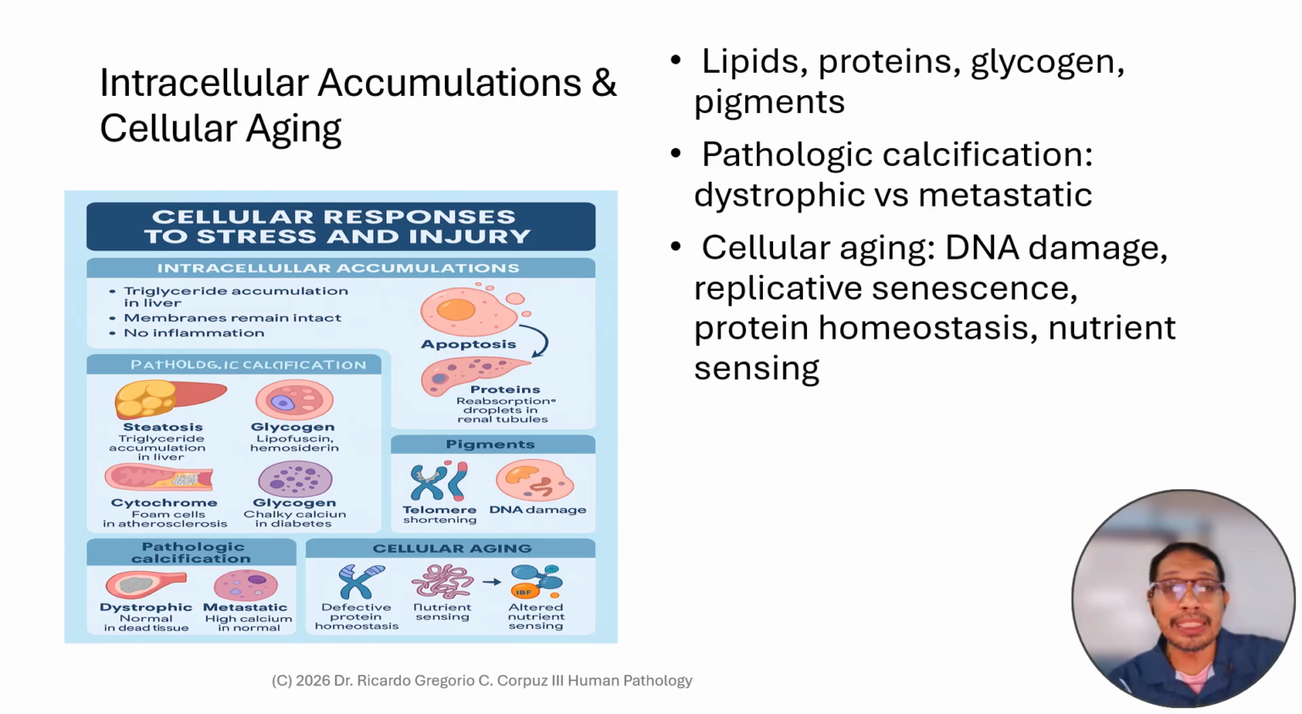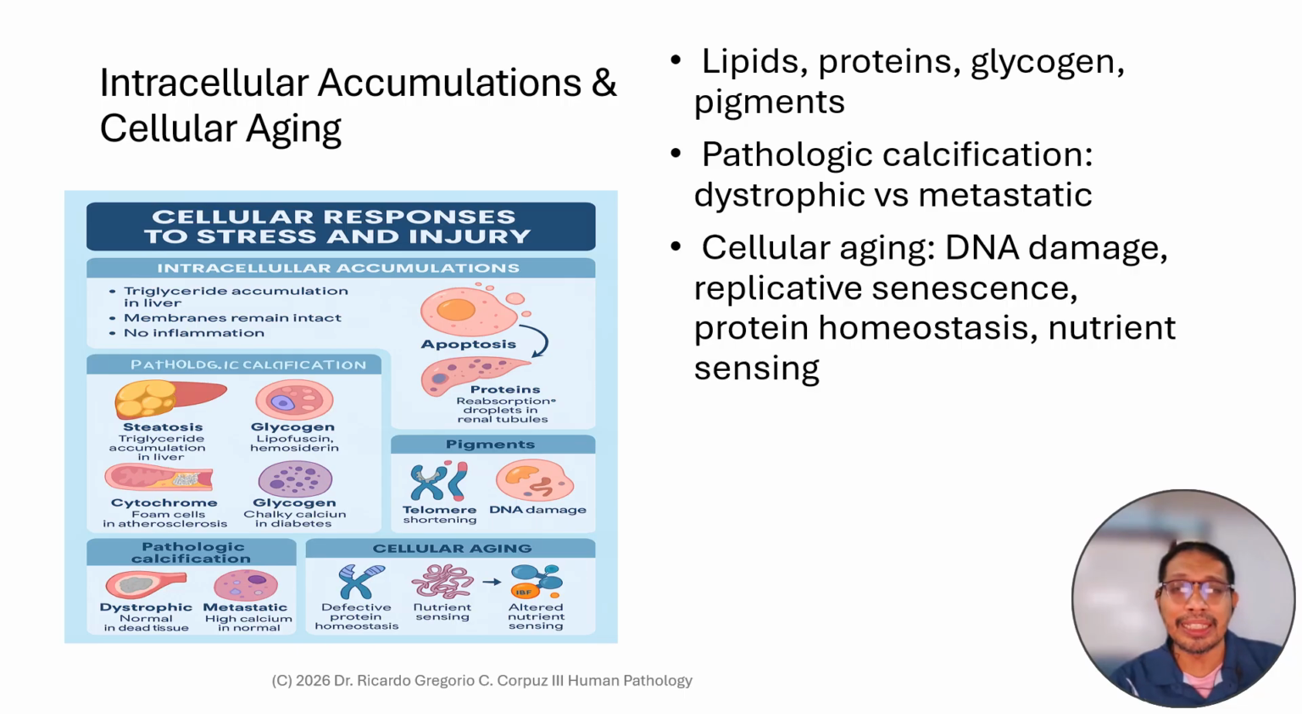Importantly, serum calcium levels are normal. The calcification reflects local tissue injury, not systemic imbalance. In contrast, metastatic calcification results from hypercalcemia, often due to hyperparathyroidism, renal failure, vitamin D disorder, or bone destruction. Here, calcium deposits on otherwise normal tissues such as kidney, lung, and gastric mucosa.